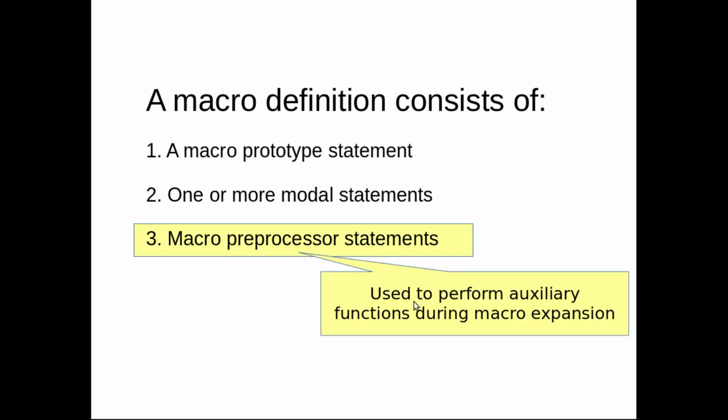Macro preprocessor statements are used to perform auxiliary functions during macro expansion. So at the time of macro expansion, they may be used by the macro preprocessor to do some functions, and we will see what these functions may be.